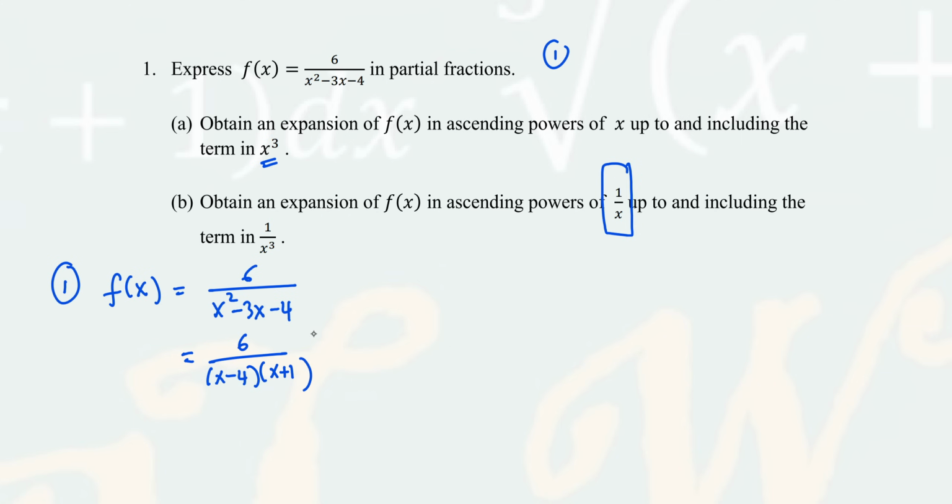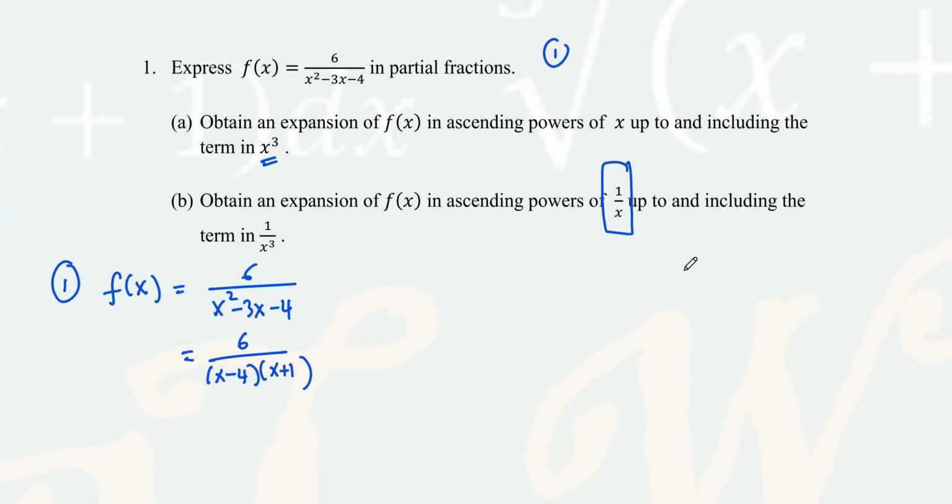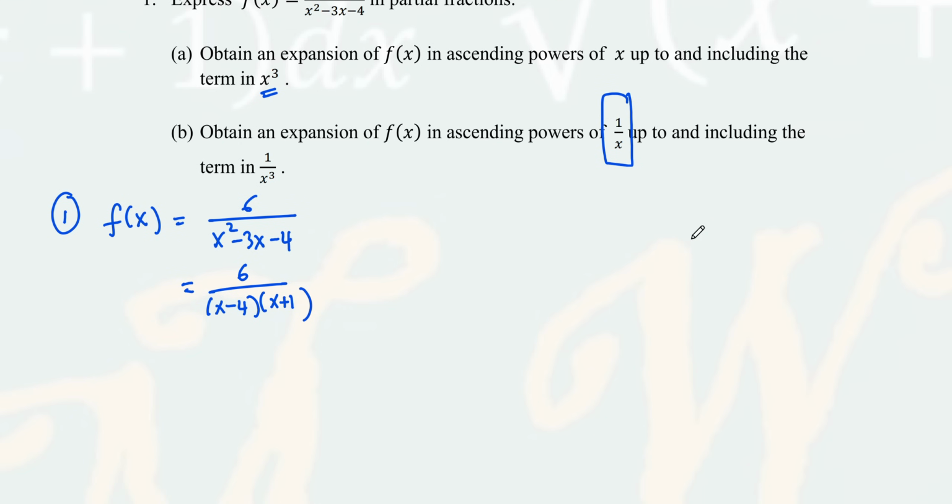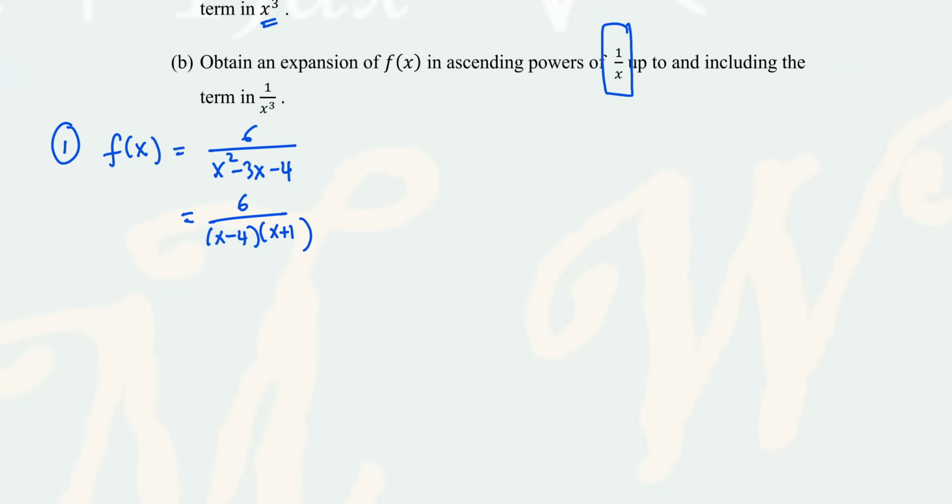Okay, so then from here, before we find the partial fractions, we have to check: is this a proper rational function? When you look at the numerator, there's only 6, which is a constant. So therefore, this is a proper rational function, and hence we can directly find the partial fractions. Now, for the partial fractions, we will look at the denominator. Since the denominator consists of 2 linear factors, we will write a constant a over the first linear factor plus another constant b over the second linear factor.